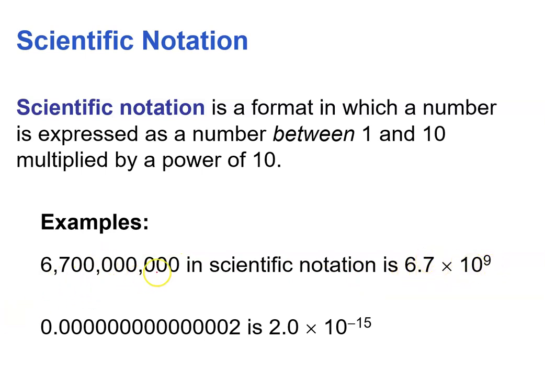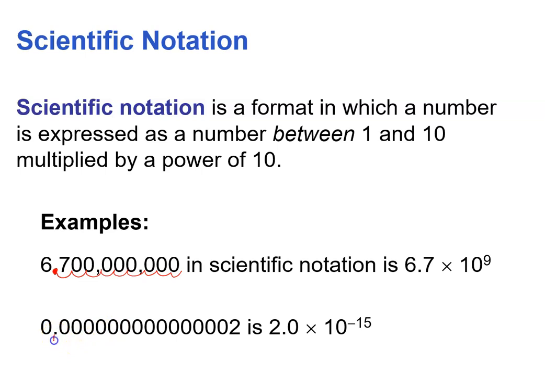Now, if you look at this, we know that the decimal place would be right after this zero. So if we moved it back 1, 2, 3, 4, 5, 6, 7, 8, 9 places, we know that 6.7 is between 1 and 10. So that's the number that we want in the front. And because we moved it 9 spaces, that's where we come up with 10 to the 9th.